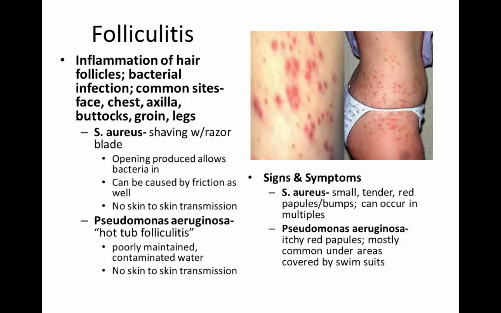Pseudomonas aeruginosa, or hot tub folliculitis, is from poorly maintained, contaminated water. There is no skin-to-skin transmission. Signs and symptoms of S. aureus are small, tender, red papules or bumps, which can occur in multiple areas. Pseudomonas aeruginosa is red, itchy papules, most commonly under the areas covered by swimsuits. Folliculitis is not contagious and therefore does not have a mode of transmission.